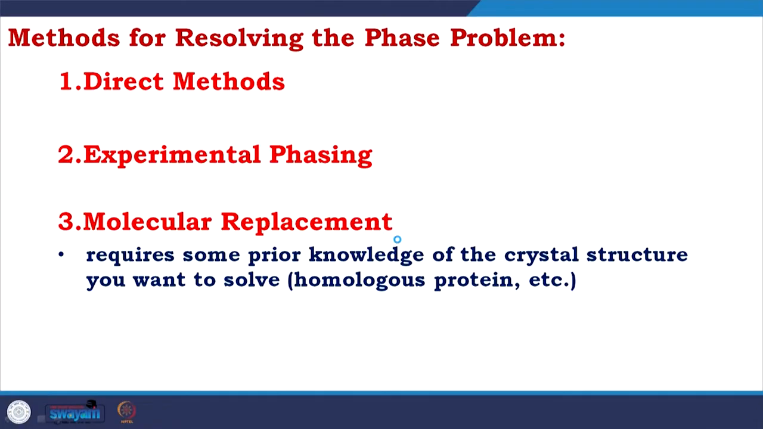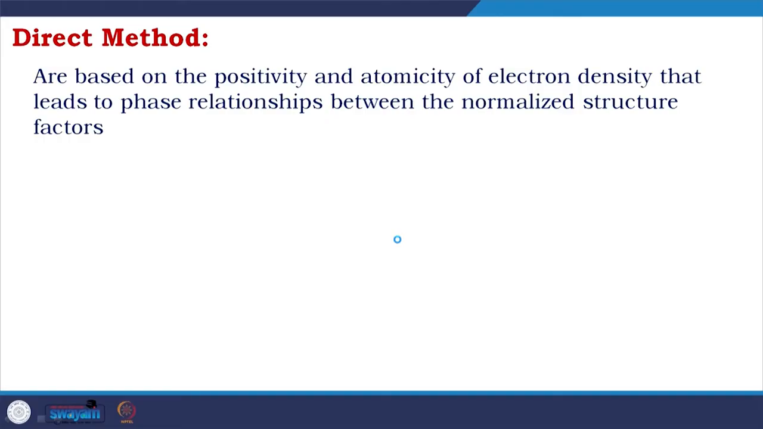We talked about the methods: the direct method, where we discussed details, experimental phasing using heavy metals, which we again discussed, and molecular replacement, which is our topic today. In addition, today we will also talk about some very interesting features related to experimental phasing, especially the mathematical ones. Direct methods, we talked a lot.